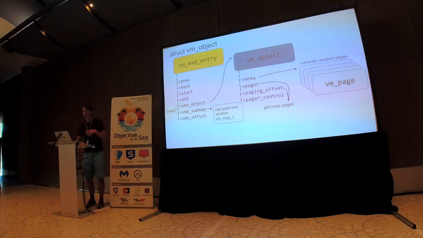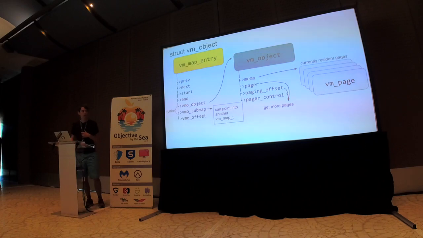And then finally, you can also nest these structures. So rather than having a virtual memory map entry pointing directly into an object, which could be, for example, a file, you can instead point into another map. And this way you can nest different virtual memory maps between processes.